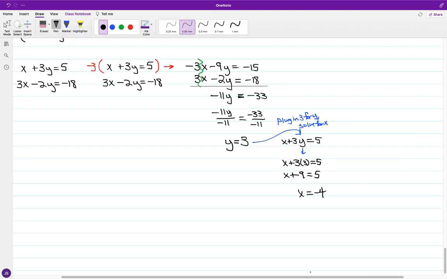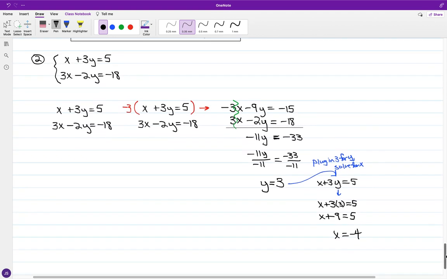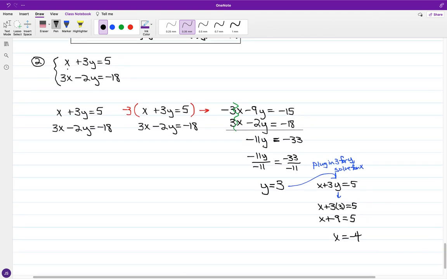And so just looking at what we have for the results to check for at least the consistency. So x is negative 4, y is at 3. 3 times 3 is 9. Negative 4 plus 9 is 5. With x at negative 4, and again, y at 3, we got 3 times negative 4 is negative 12. Negative 2 times 3 is negative 6. Negative 12 minus 6 is equal to negative 18. So those values of x and y will work for both equations.